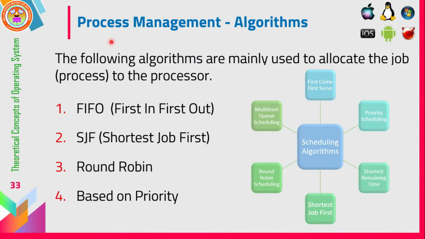In this process management, it is mainly used for allocating the job to the processor. So what are the different types of job scheduling we can do inside the computer? Number one, FIFO, that is first in first out. Number two, SJF, shortest job first. Number three, round robin. Number four, based on priority. These are the different types of process management based on algorithms. Simply we call them scheduling algorithms. We will see this topic in the next class.